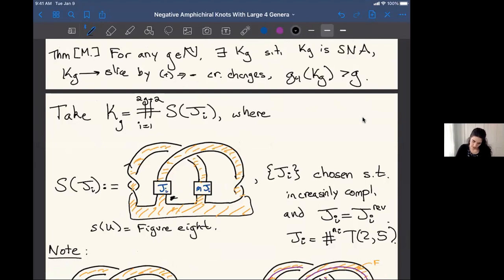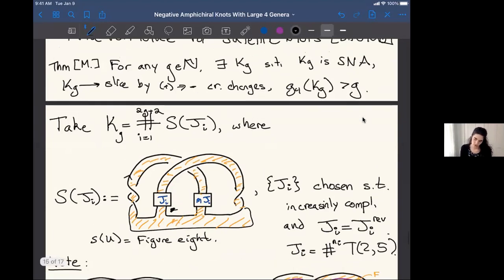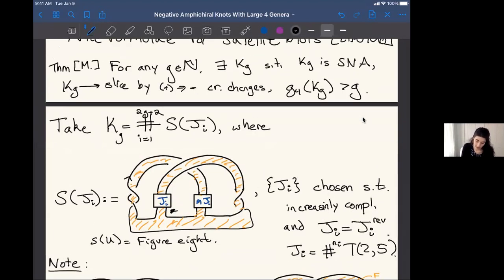So I need to tell you why this knot KG satisfies the 3 properties: strongly negative amphichiral, changes to slice by positive to negative crossing changes, and has large 4-genus. So I've already told you how to see the strongly negative amphichirality. It's a very diagrammatic picture. So how do I change this knot to a slice knot? By making positive to negative crossing changes.